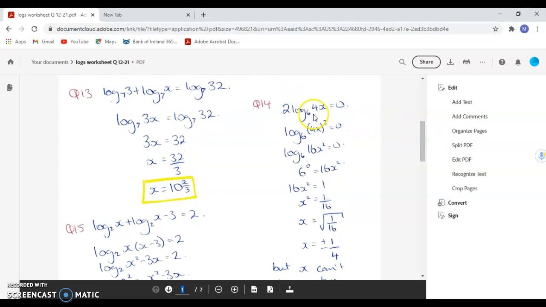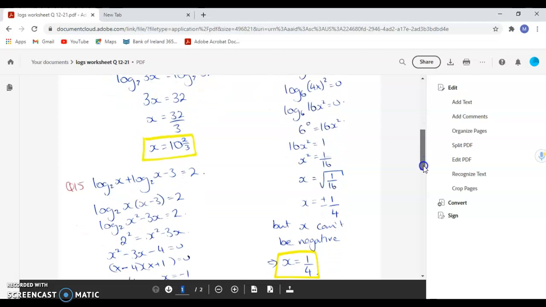So let's have a look at that there. First thing I'm going to do is bring that 2 up here as a power. Now just make sure it goes as a power to the whole lot, and use your brackets. It's going on to the whole thing, which is 16x squared. The base stays the base and these two switch. So the 6 to the power of 0 gives me 16x squared, and then just solve that as normal.